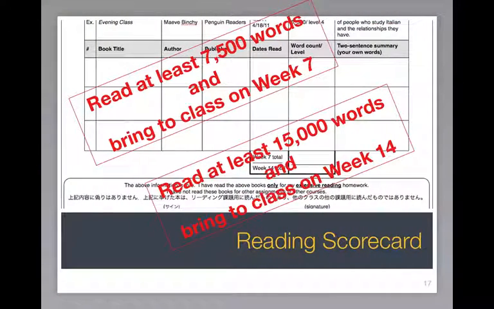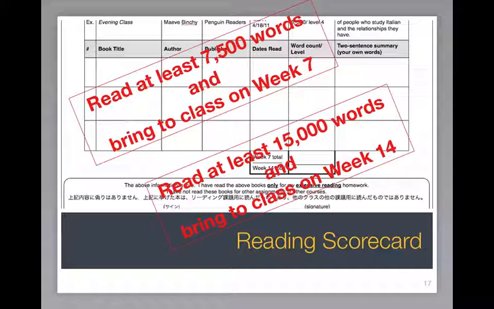This is the scorecard. It's in your guidance packet with this information, so I won't spend time. All I will say is it's due on week 7. The first 7,500 words must be finished by week 7, and then keep reading and read 15,000 words by week 14. Sign the card and show it to your teacher. That's it for the reading homework. If you have any problems, ask your teacher, but most importantly, enjoy reading these great English books.